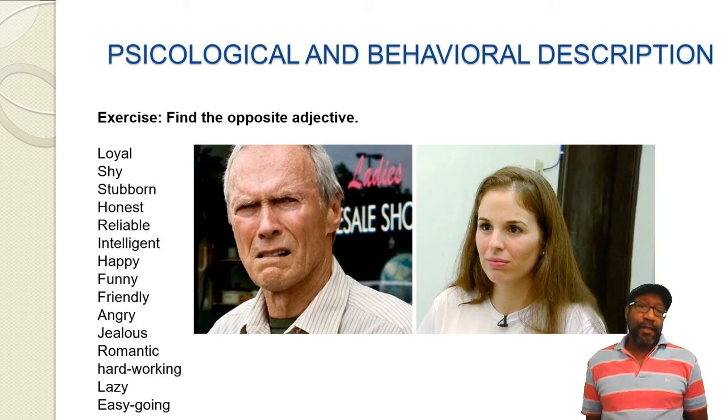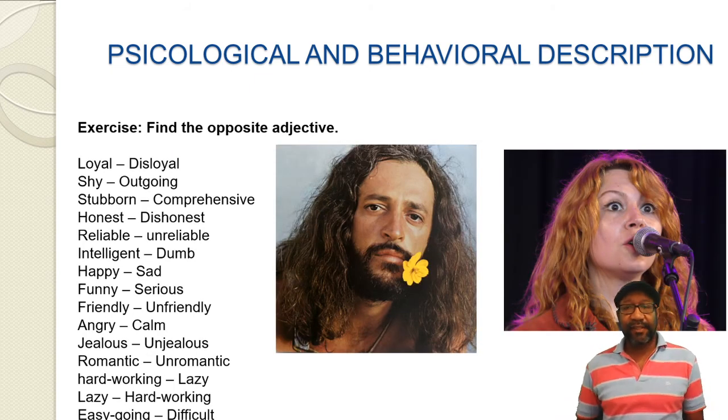Okay. So now let's try to check the opposite adjective of these adjectives you see here. You can pause here and try to do it by yourselves, and then we get the answer. Okay. So here they are: disloyal, outgoing, comprehensive, dishonest, unreliable, dumb, sad, serious, unfriendly, calm, unjealous, unromantic, lazy, hardworking, difficult.